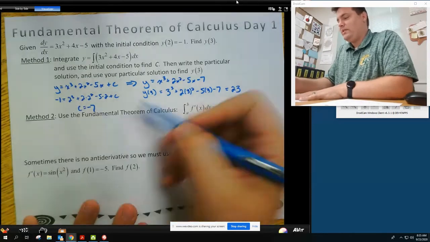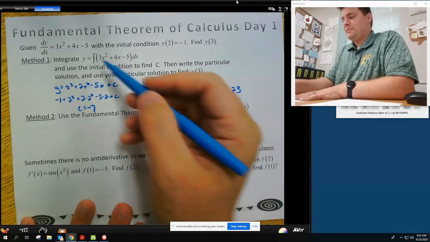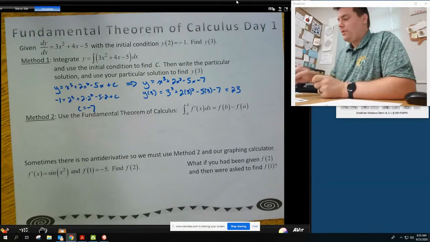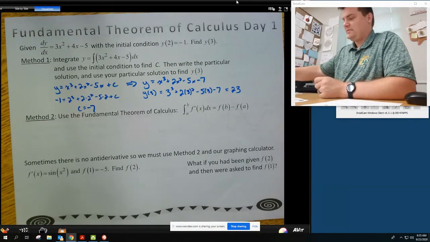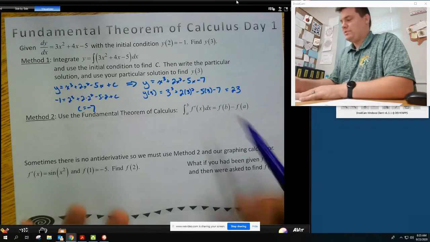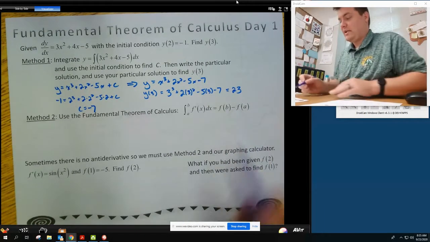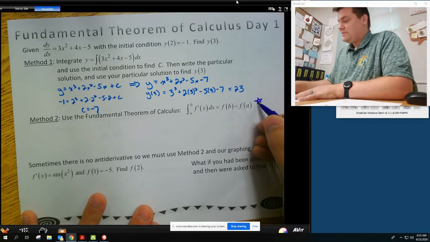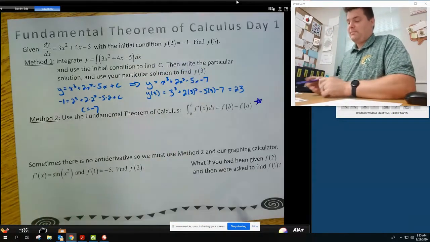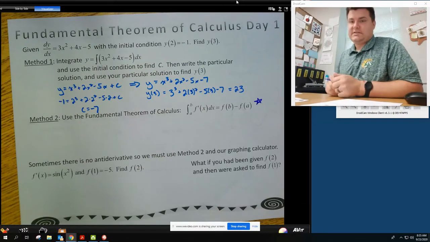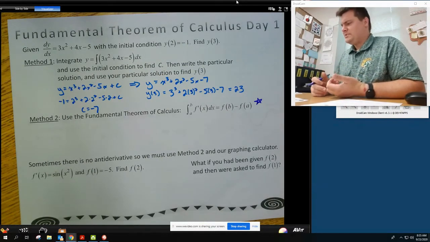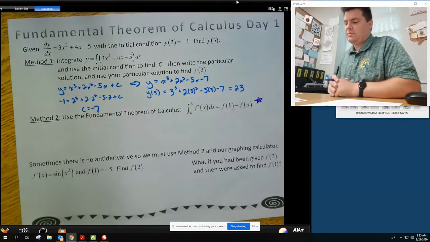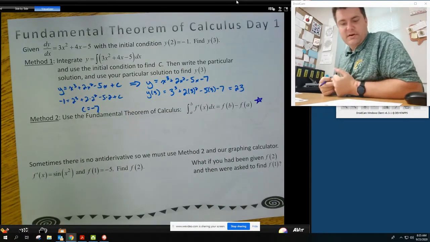So that's one way to do it, and this problem's a polynomial, so it's really not that bad. You can do it that way, no issues with that. Or you can use the Fundamental Theorem of Calculus. This is the way that I like using it, even though it might not necessarily be easier for a polynomial problem, it's going to be much easier for us moving down the road. And especially if you have a calculator in your hands, you're going to want to do method number 2 here with the Fundamental Theorem of Calculus.